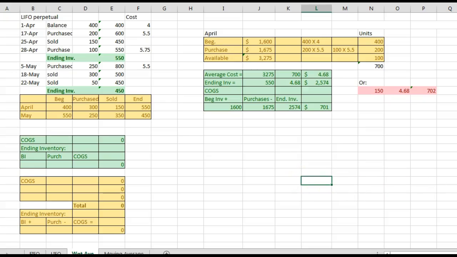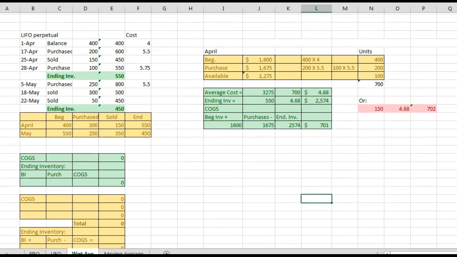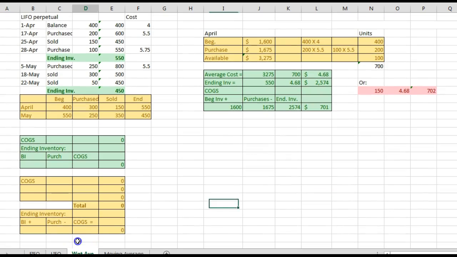Okay, now this one is a little bit easier, I think. At least I hope it is. It seems to go a little bit faster, makes a little more sense. This is not LIFO, this is now weighted average. And I think it's actually the easiest of all of them, and probably the most accurate when you get right down to it.